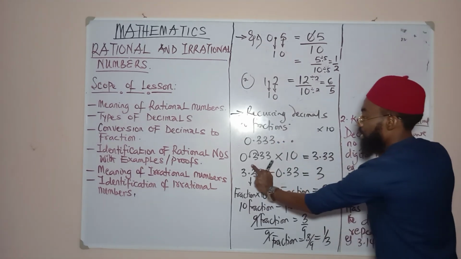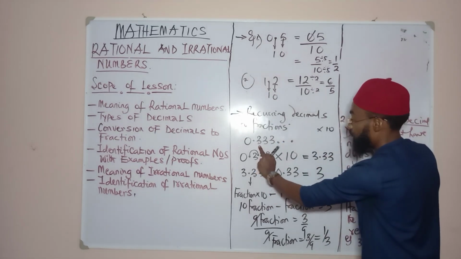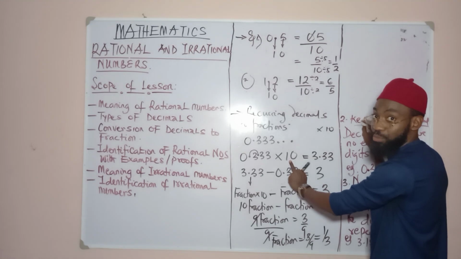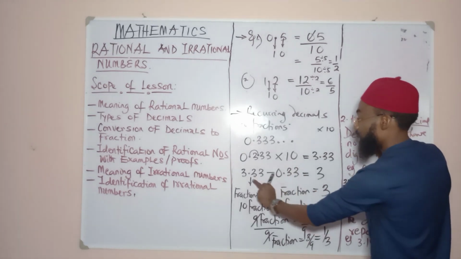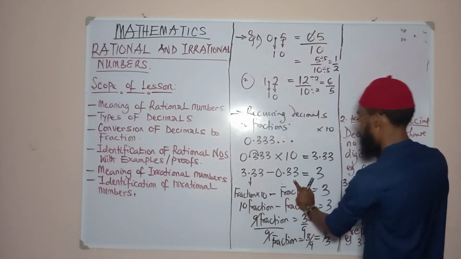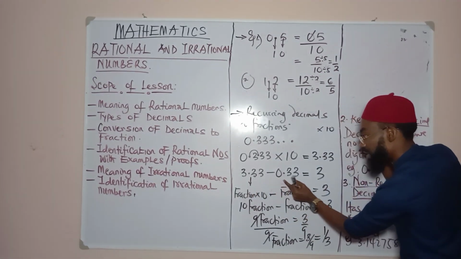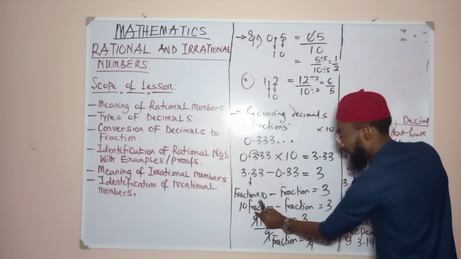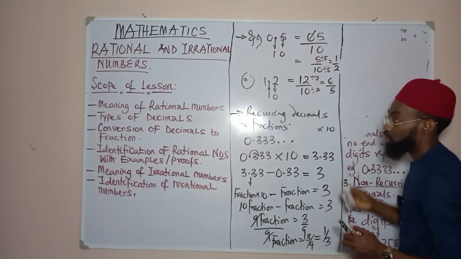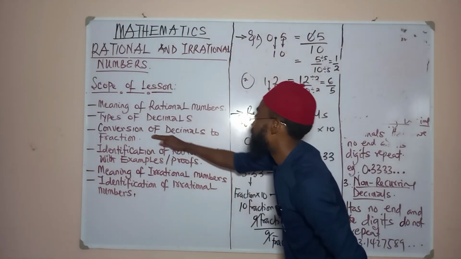What is the first step? Find out the number of digits that are repeating, multiply by the corresponding increasing power of 10. Then subtract that fraction from the result you have gotten, and then express whatever you have done in words, and then find the fraction you are looking for. So we are done with this.